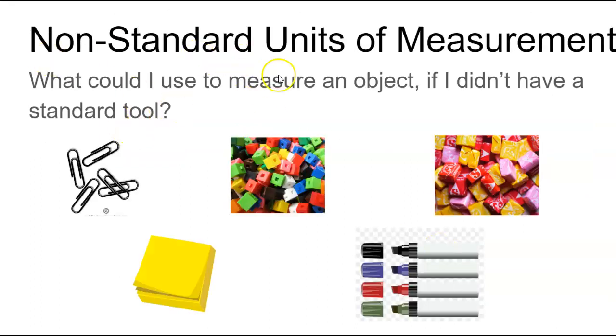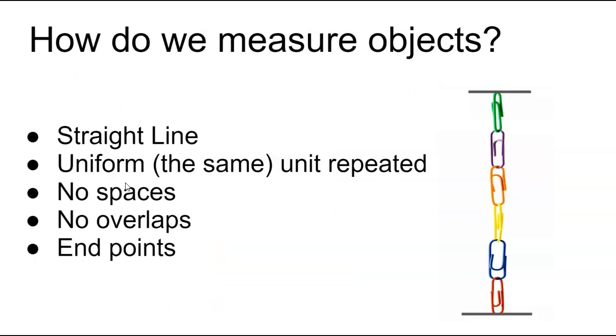When we get into non-standard units of measurement, it means you could use anything to measure. It's non-standard because it's not accepted. It's not normal. We don't normally measure things with Starburst. We don't normally measure things with paper clips, right? So it's not accepted by everybody. But you can use it to measure things, and we're going to do that today.